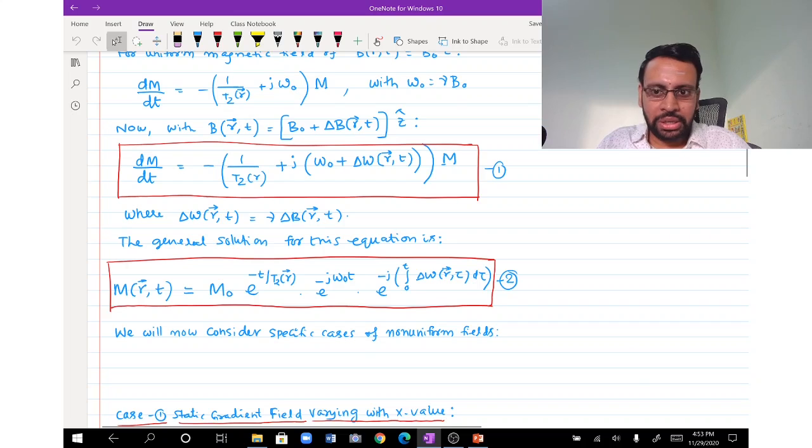In addition to that, in the dm by dt, you have this term now. So when you are computing m, obviously you take an integration here. That integration, with omega naught being constant, gave you omega naught times t. But this omega is spatially dependent as well as time dependent. So what you have here now is e power minus j times the derivation. To that you take integration, then you get m here.